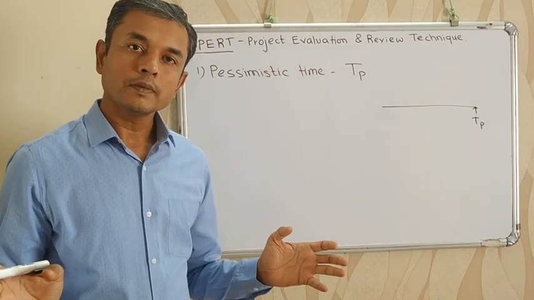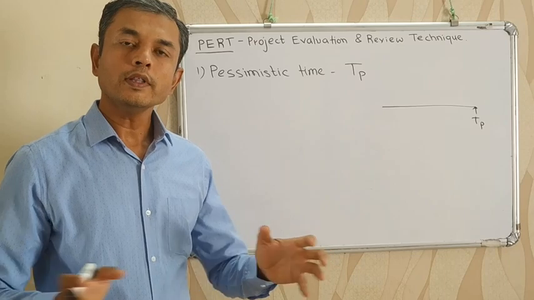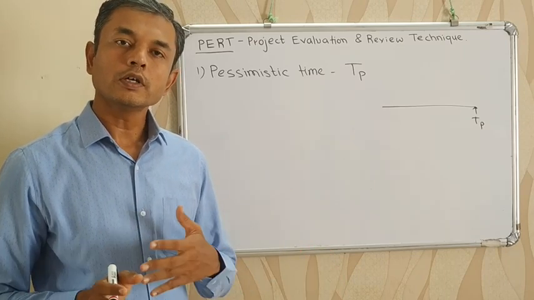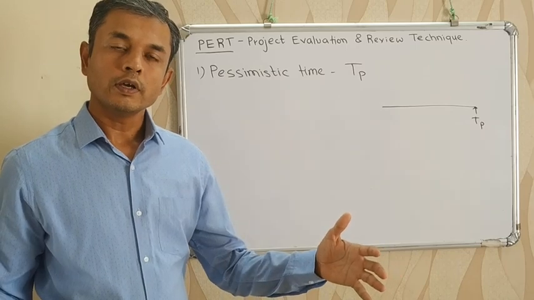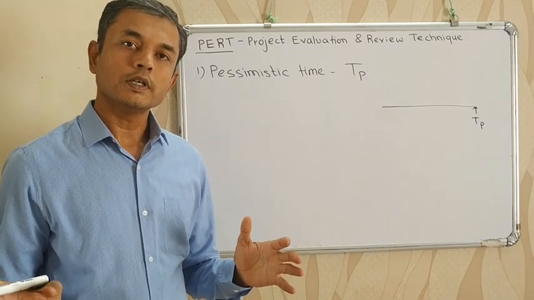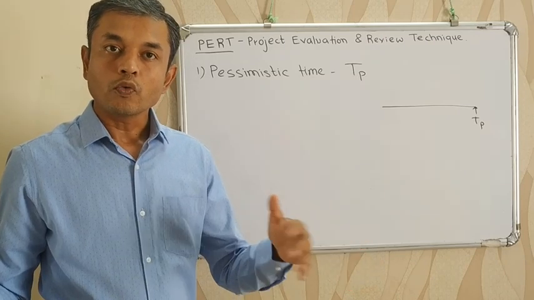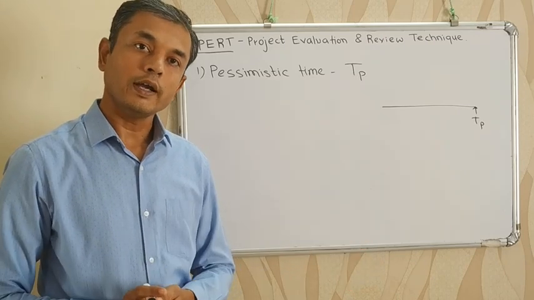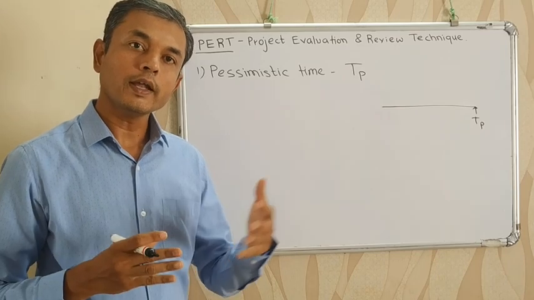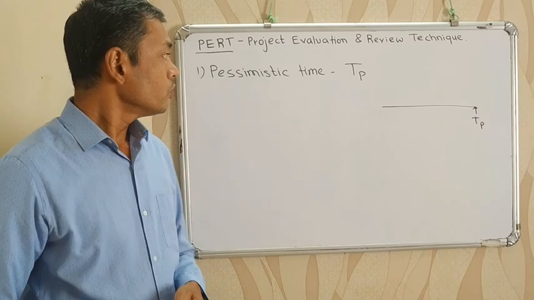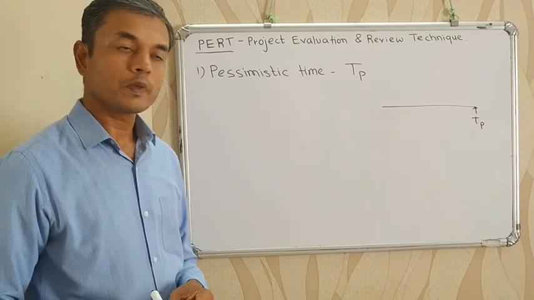Pessimistic time means when everything is not in favor of our activity and so there is a continuous delay in activity. That is known as a pessimistic time. In other sense, we can say that it is the maximum time that would be taken by an activity. Activity may take this time, that is the maximum time of an activity. So that is pessimistic time.